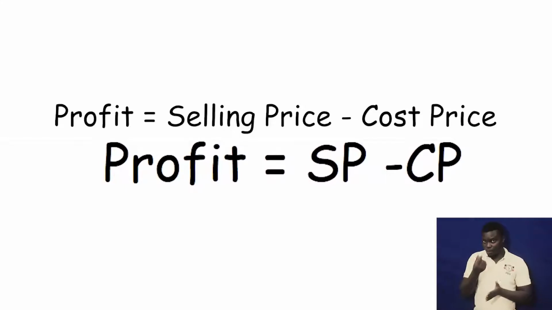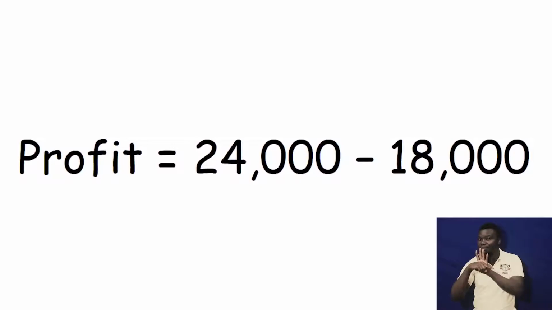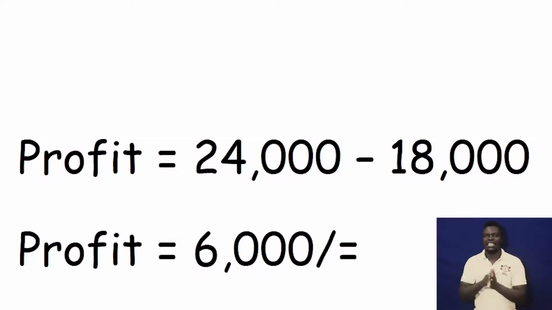Profit is equal to selling price minus cost price. Our selling price is 24,000 shillings. Subtract 18,000 shillings, and that gives us the profit of 6,000 Uganda shillings. Therefore, we've been able to calculate the profit.